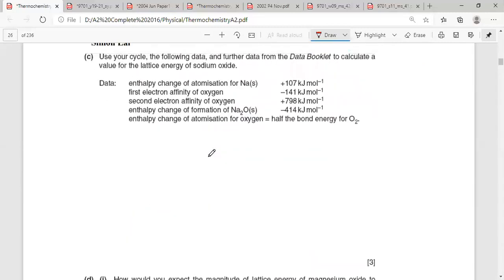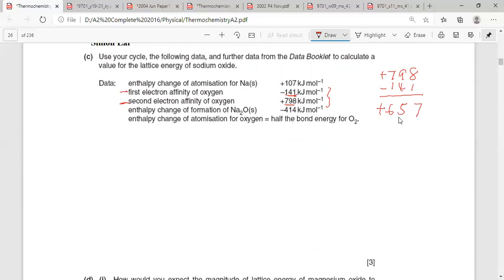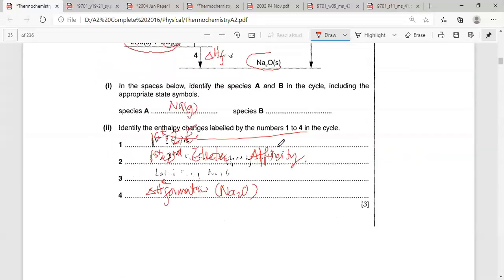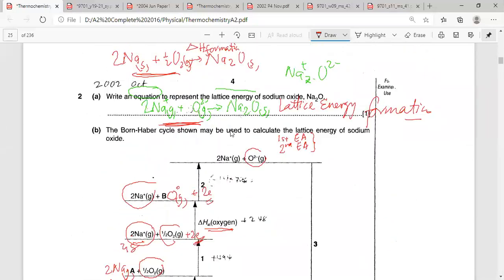The values here, you can see from down here. They give it to you. The first electron affinity for oxygen is this one here, and the second one is this one here. See, it's positive. Why? Because the electron is negative and O minus is negative, so there's repulsion. Together it is 798, which is positive, and this is minus 141, so it's 657, still positive. That's why it's going up. You can do it separately too, but this is the one here, positive 657.